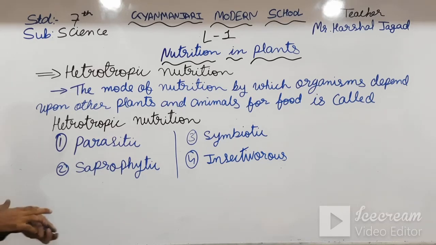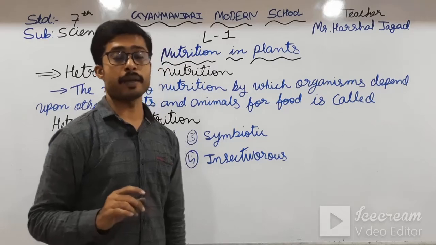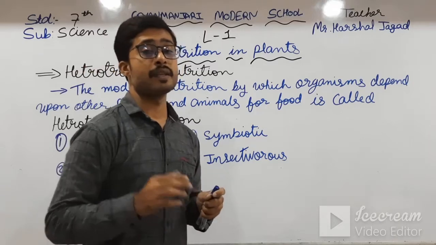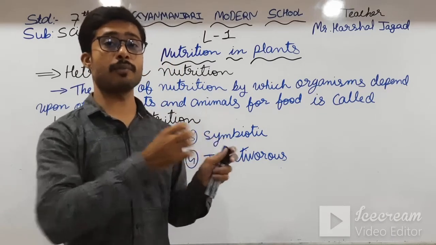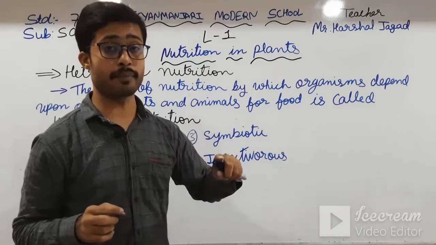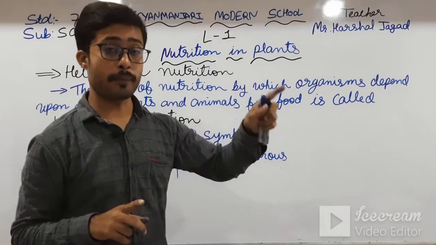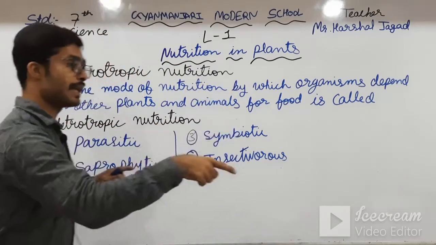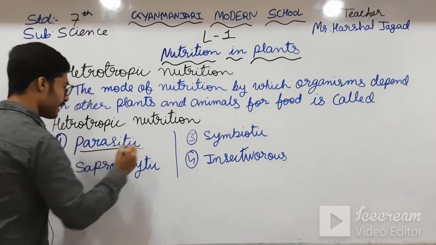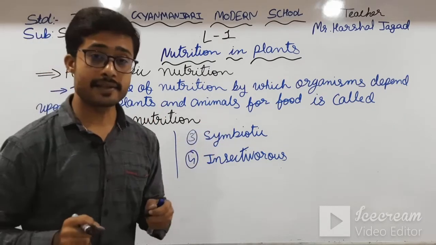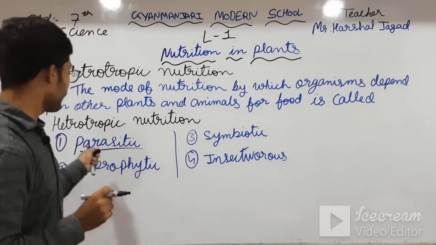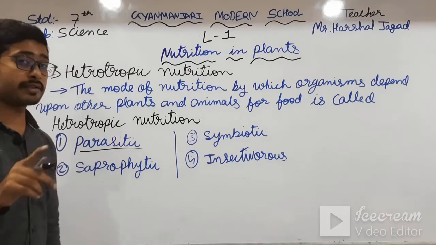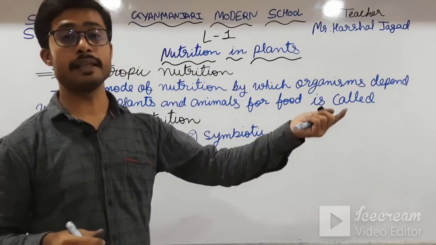See here, we will see the four types in heterotrophic nutrition. First of all, we will see the parasitic. What is parasitic? The plants which absorb energy from other green plants are heterotrophic. Green plants are autotrophic. From those, the parasitic plant takes the energy, and this is known as parasitic heterotrophic nutrition. Okay students, this is the first type. What they do is take the energy from the green plants.